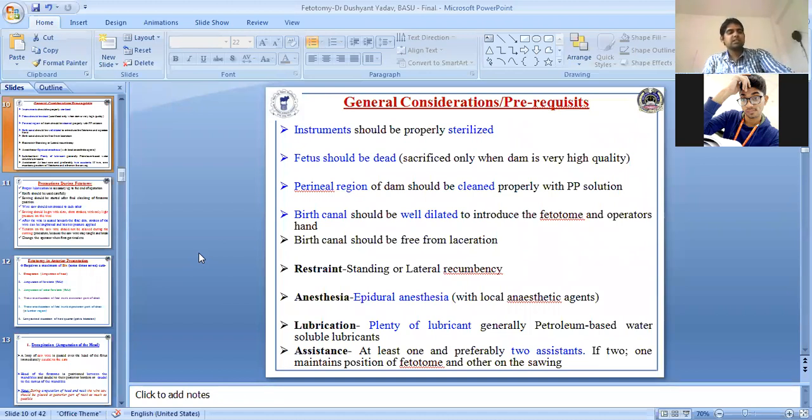Assistance. In this case, the assistant is very important. We can use most of the time 2 or 3 assistants, in which one assistant maintains the position of the phytotome and another is for the sewing. Sewing means cutting of the fetal part and other things, called sewing, through the phytotome or wire.